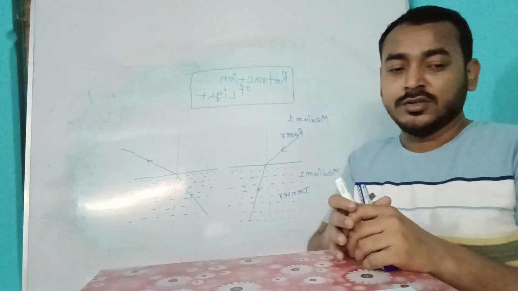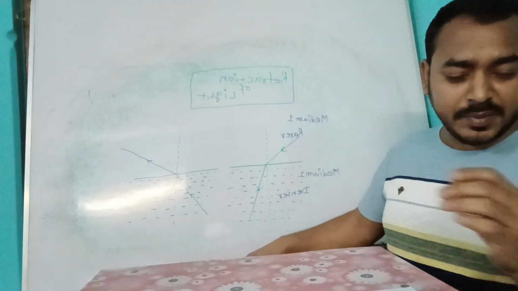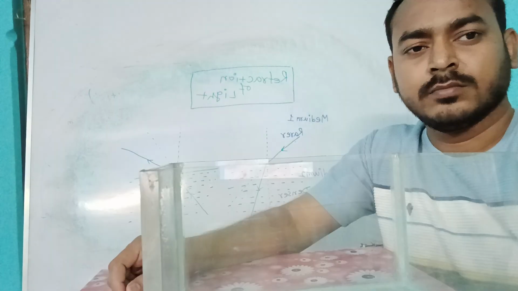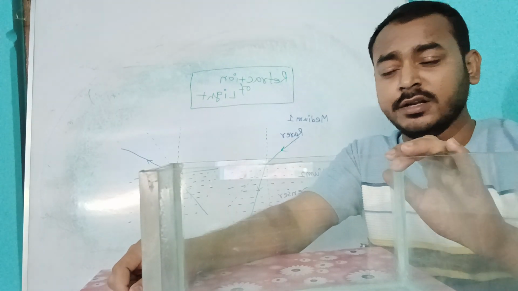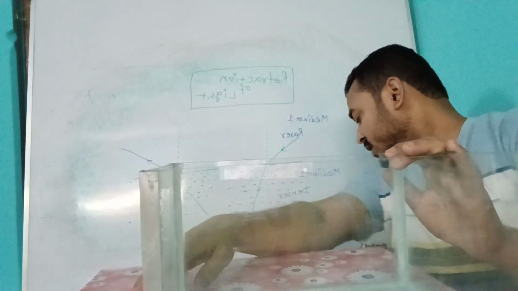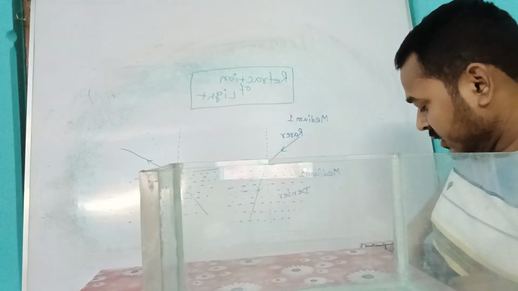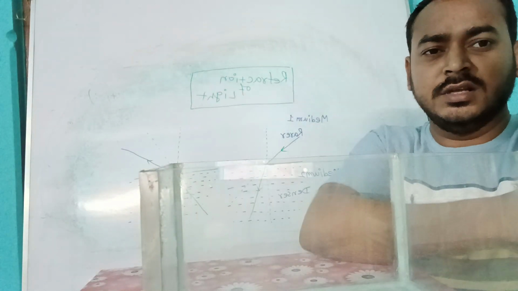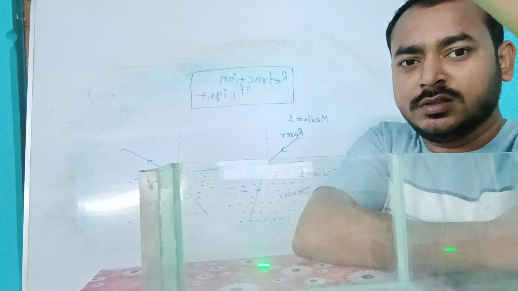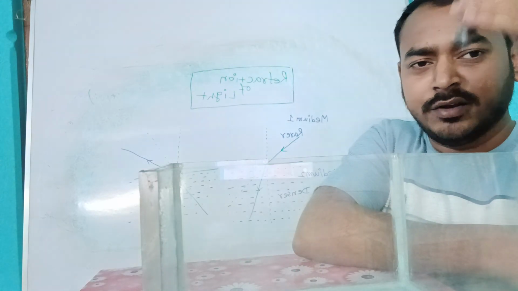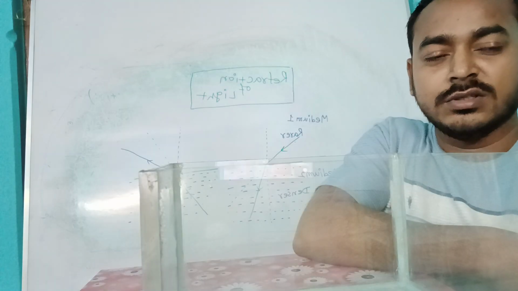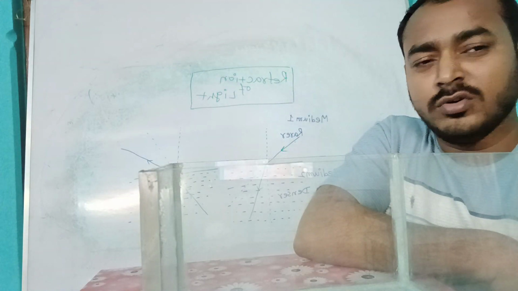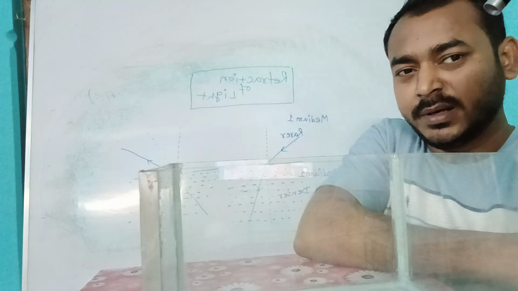So let's do it. At first, let me place the container here. You can see this is the container, and now let me use the source of light, and see the path. Okay, it is straight only, but it's not visible. If we use some smoke, then we can detect the path of light.